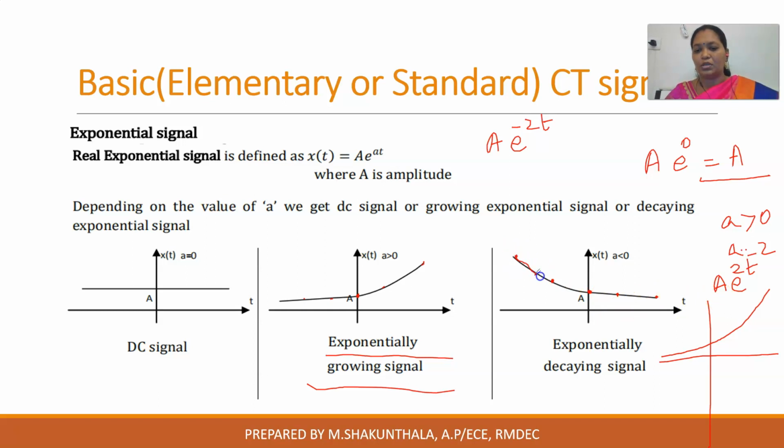So in simple, for a equal to 0, you will get DC signal. For a greater than 0, you will get growing exponential signal. A less than 0, you will get decaying exponential signal.